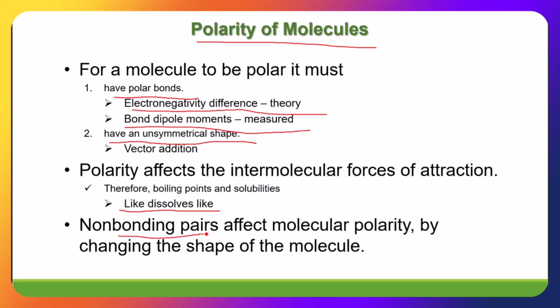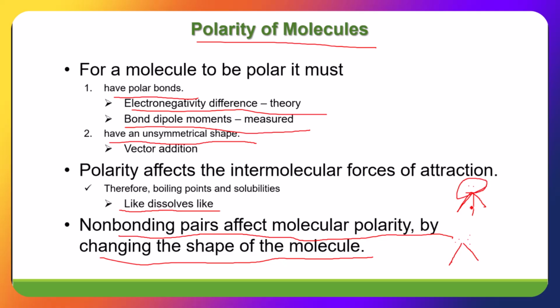Non-bonding electron pairs affect molecular polarity by changing the shape of the molecule. That's how they do it. Like the non-bonding electrons in water, which make it a bent molecule, and water is a polar molecule. Same thing for ammonia. You've got a trigonal pyramidal, you've got a non-bonding pair of electrons up here pushing these down out of the plane. Okay? All right, ladies and gents, I think that's it.